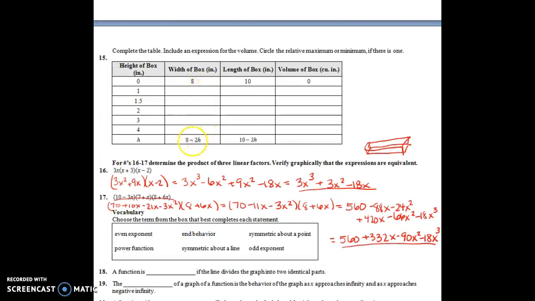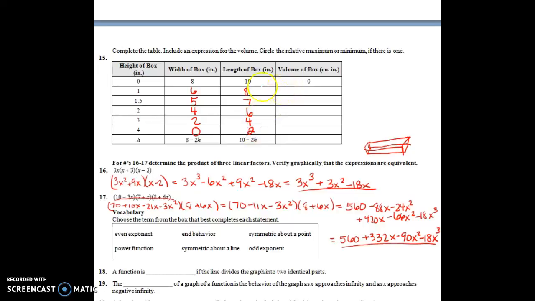So if the height is 1, then you're subtracting 2 little corners, so it becomes 6. If the height is 1.5, you're subtracting 3 from each side, so the width becomes 5, and then it's 4, and then 2. If I subtract out 4, there's nothing left for my width. Again, they gave me the expression for the length of my box. It was 10 minus the 2 corners, so this became 8. I'm taking out 1.5 inches, it would be 7 and 6 and 4 and 2.